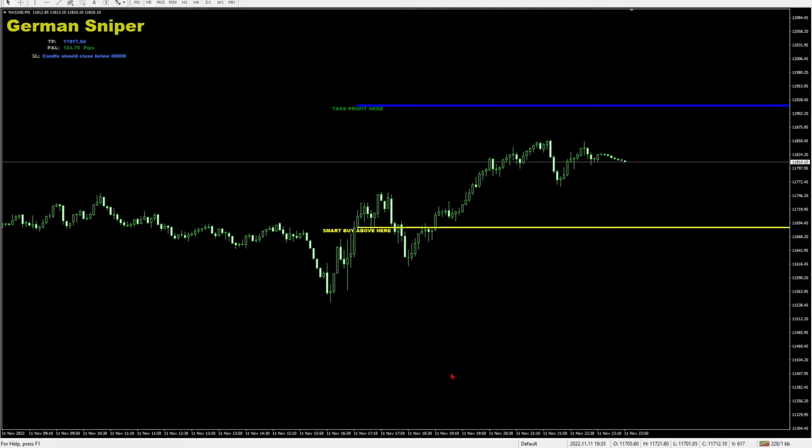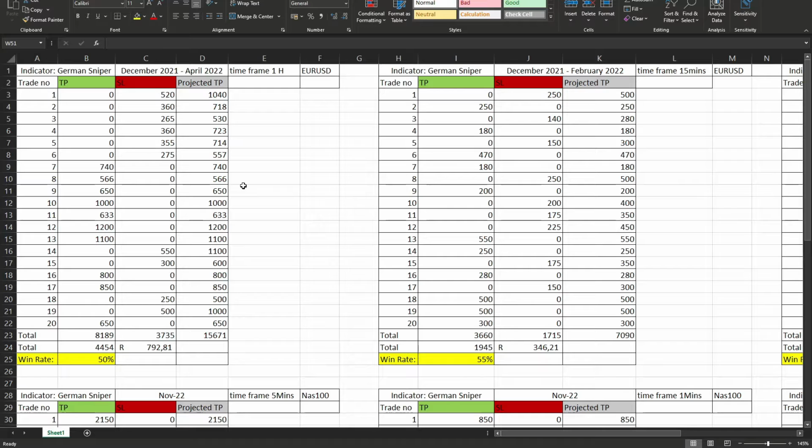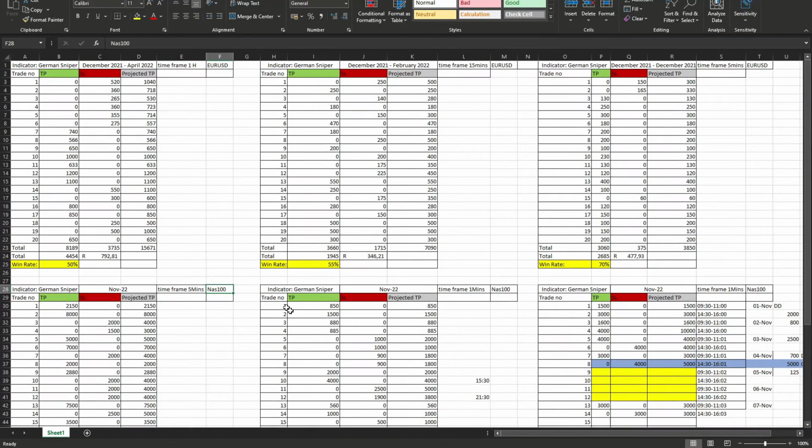So if we move on to the results of backtesting this indicator, the pairs that I was using were Euro USD and NAS 100. When backtesting the Euro USD pair, the highest win rate that I got was on the 5-minute time frame. That was a 70% win rate. But then the highest profit that was achieved was on the 1-hour time frame with a 50% win rate, and this was for a total of 20 trades on every single time frame.